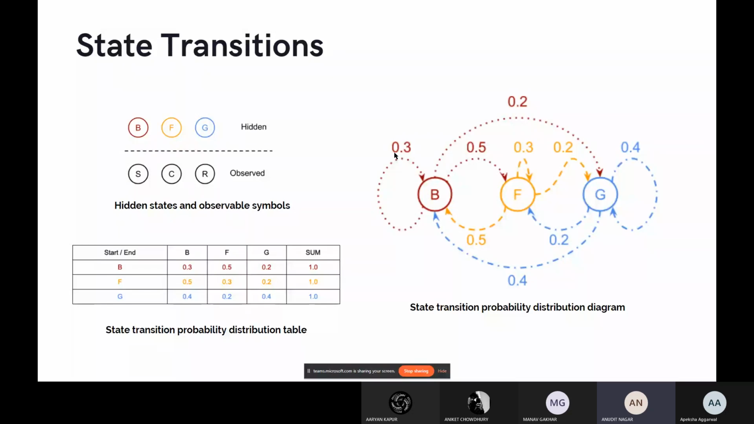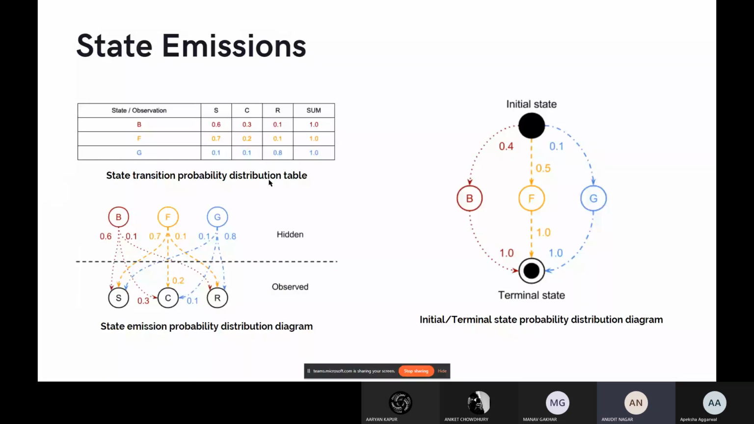So once we've got our state transition probability distributions done, we're going to move to emissions. Now we're going to link the hidden states with the observed states. Earlier, we had hidden states connecting with hidden states. Now we're connecting the hidden states with a certain observable symbol. So we can construct the same kind of probability distribution table, but now we're talking about emissions. What kind of properties do we actually observe from the hidden state?